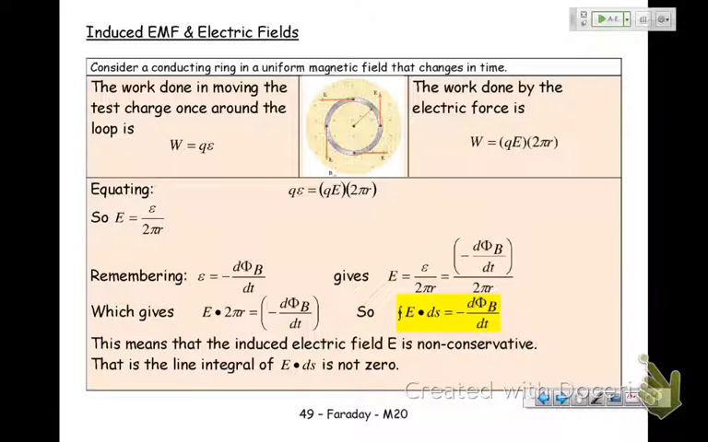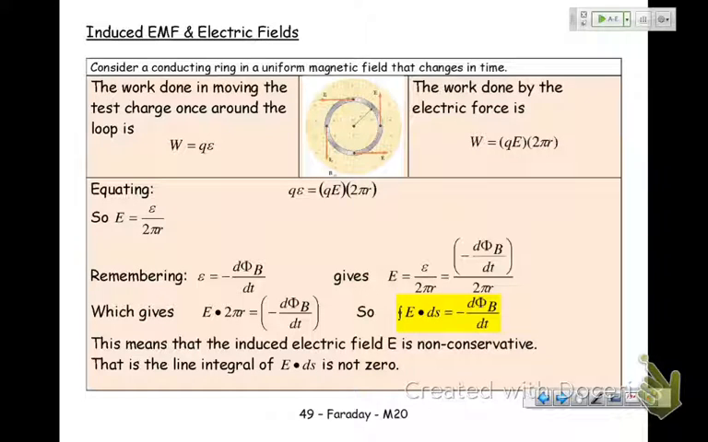So basically, induced EMF and electric fields: we consider a ring of uniform magnetic field that changes in time. So the magnetic field is changing in time. The work done in moving a test charge once around is equal to Q times the EMF. Work done by the electric force is Q times E times the path length, which is 2 pi r. We equate these two together, so Q times my EMF equals Q times my electric field times 2 pi r. So my electric field is equal to EMF over 2 pi r.